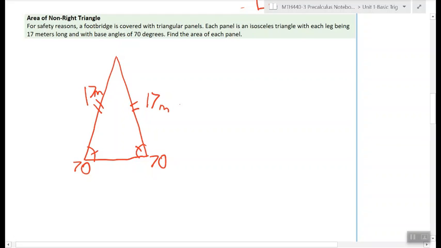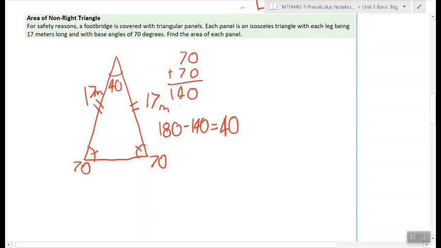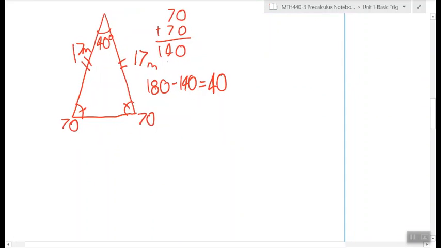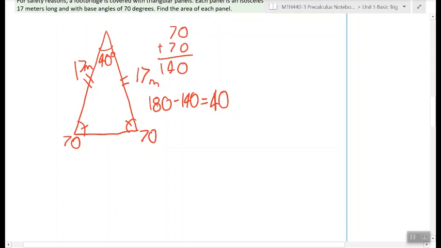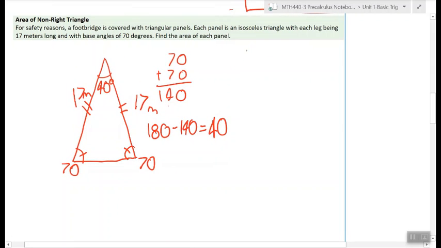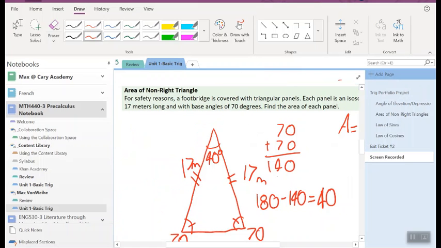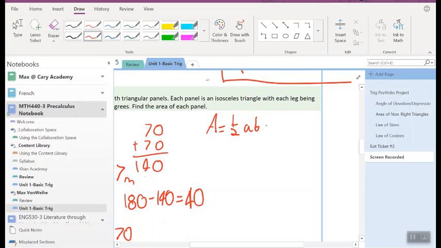Side legs are 17 meters. So first we need this angle, which is 70 plus 70 equals 140. 180 minus 140 equals 40. So this angle right here is 40 degrees. Now essentially the formula for the area of a non-right triangle is A equals 1/2 ab sine C, not cosine, sine.